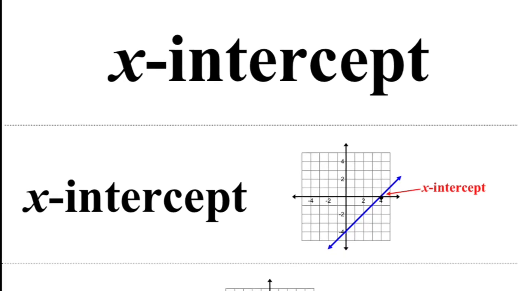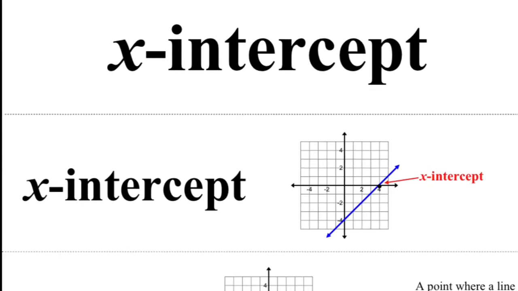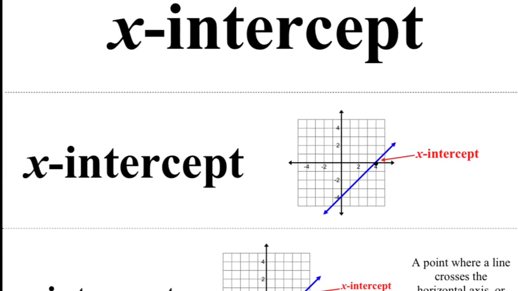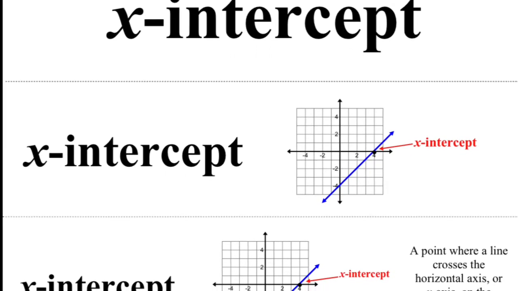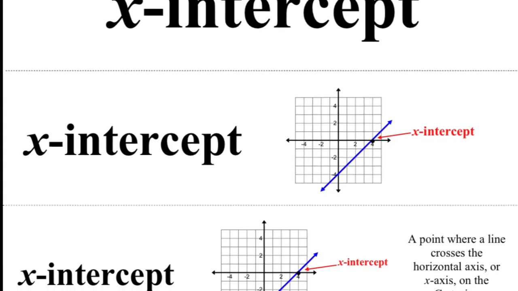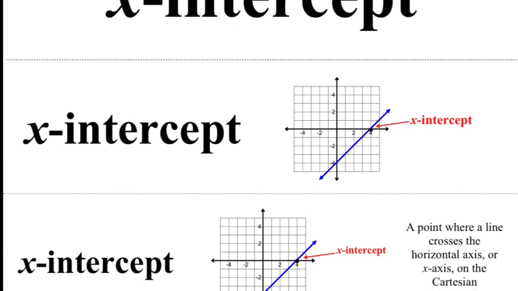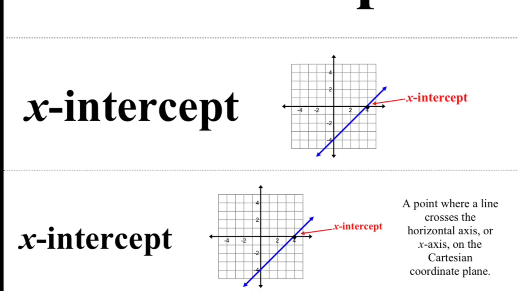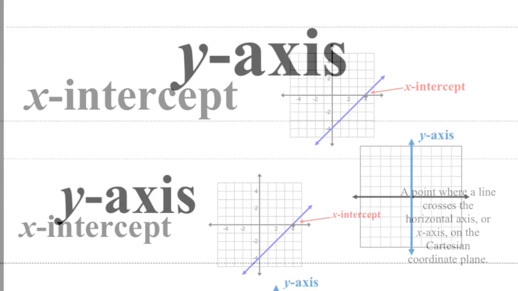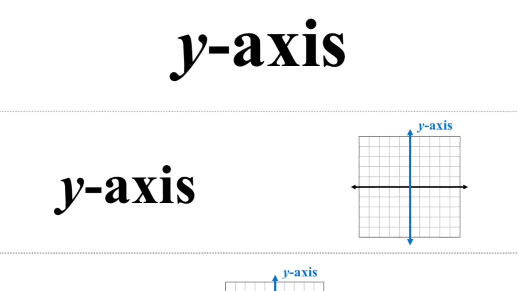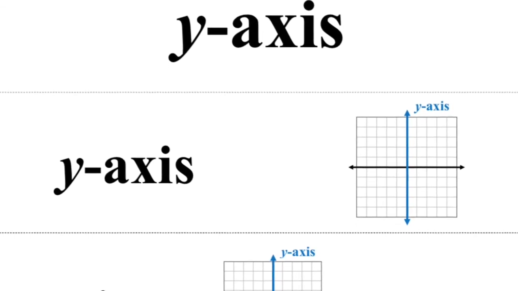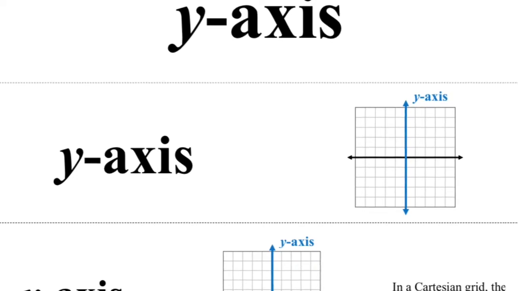The x-intercept is the point on the graph where your line crosses the x-axis. It's represented by a point (something, 0). The y-axis in a coordinate plane is the up and down or the vertical axis.